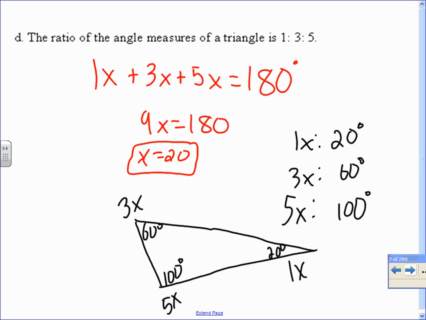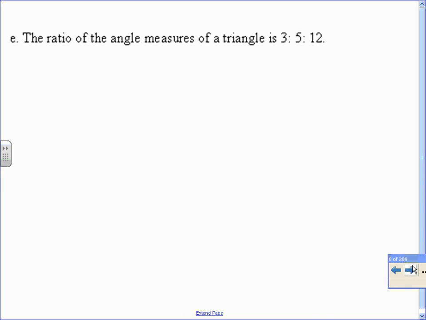Okay, let's go to letter E. The ratio of the angle measures of a triangle is 3 to 5 to 12. So again, it's comparing the angles in a triangle. One of the angles is 5 times the other. One of them is 12 times the other. So Briar, how would we set this one up? Okay, so you just put the x's in. So 3x plus 5x plus 12x equals 180.